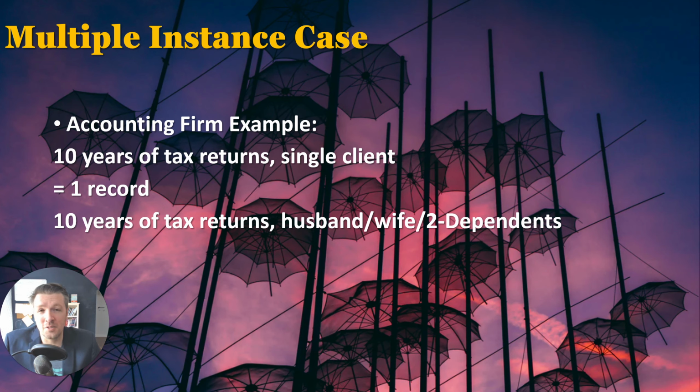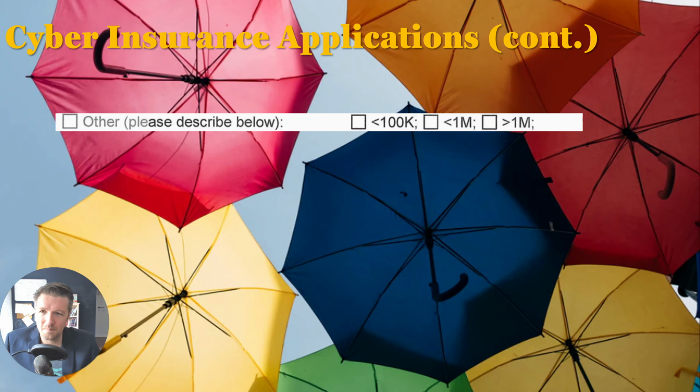But on that tax return, you had the husband, the wife, and there were 2 dependents there. Think about it again. How many years of credit monitoring and breach notification letters would have to be sent out? In this particular case, it would be 4. So you can see there are somewhat similar circumstances, but totally different outcomes on how you actually calculate records.